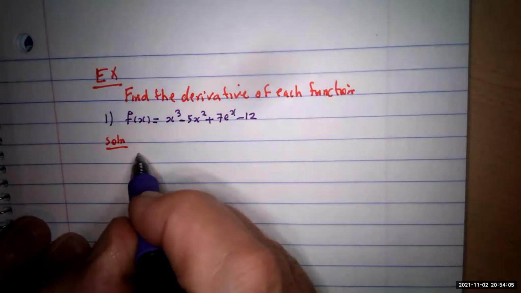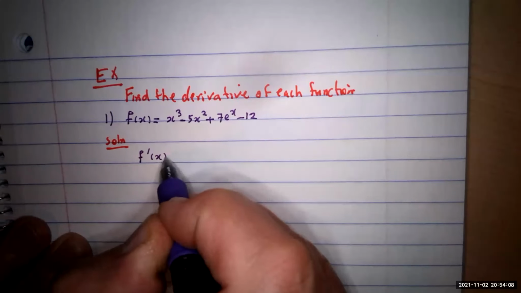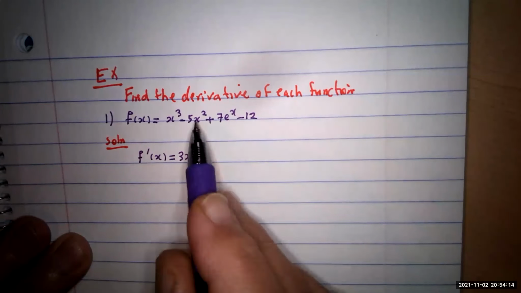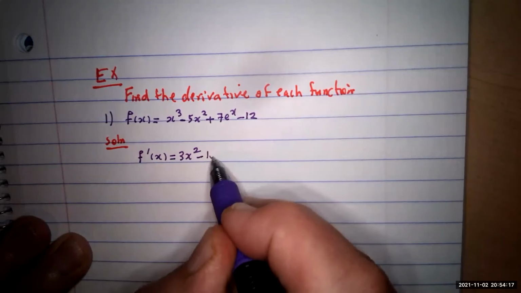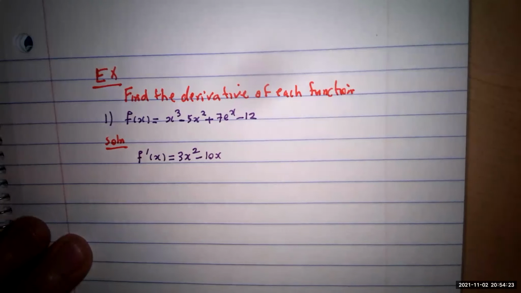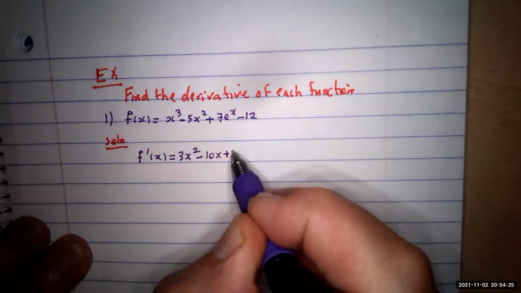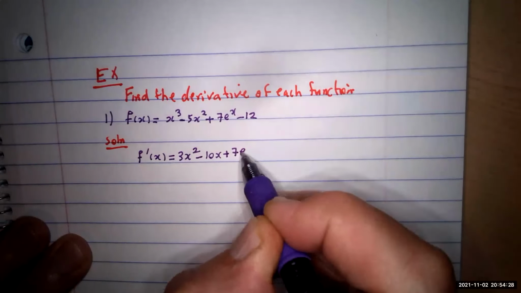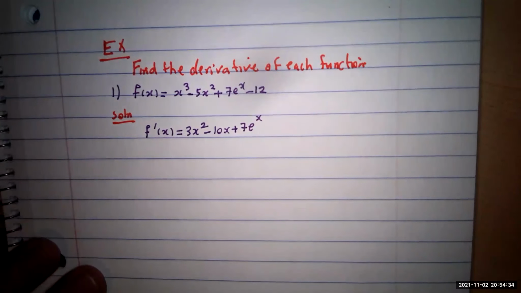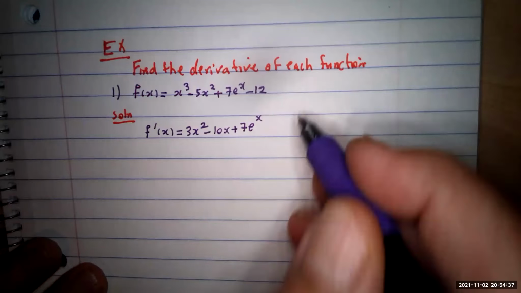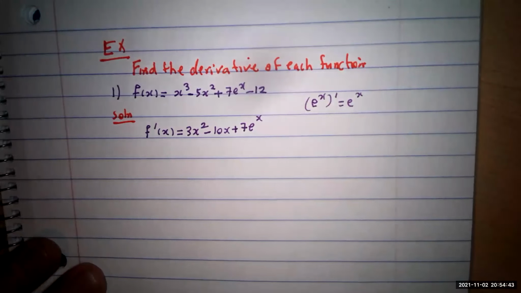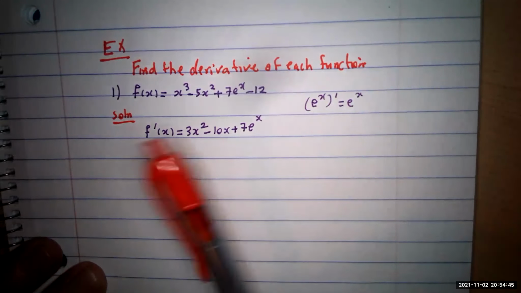The solution is going to be f prime of x equal to the derivative of x cubed, which is simply 3x squared, minus 10x, since 2 times 5 is 10. You see this is plus 7 times e to the x, so it's going to be plus 7 times the derivative of e to the x. The derivative of e to the x is just e to the x, and the derivative of 12 is 0, and you're done. Any question? So remember, the derivative of e to the x never changes. It's e to the x and it's done. That's type 1. No chain rule is needed.